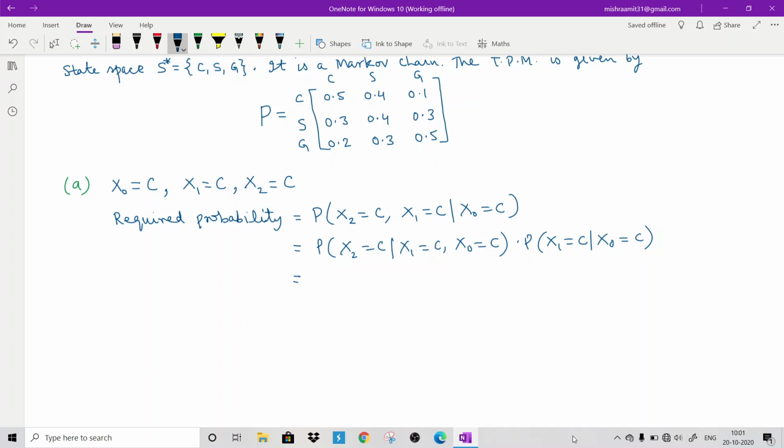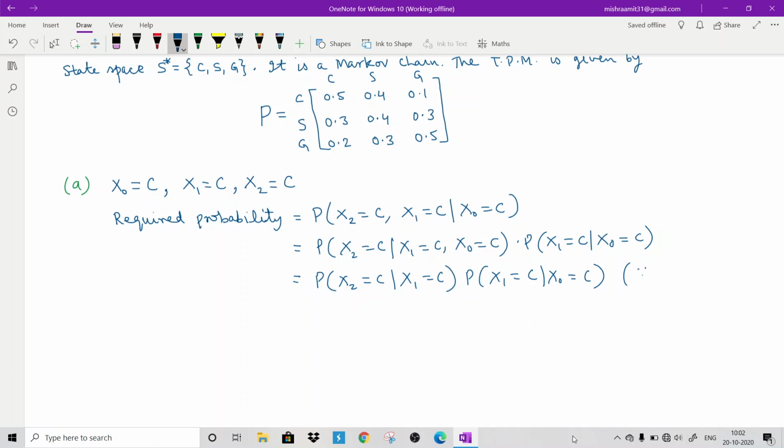If x0 is equal to c is given, you find the probability on the next day, that is this. So today you are cheerful, what is the probability that on the next day you are cheerful? Now today you are cheerful, next day you are cheerful, then what is the probability that again on the next day you are cheerful? Now since it is a Markov chain, your future only depends upon the current, not on the past. So x2 is equal to c only depends upon x1 is equal to c, not on this. So this will be x1 is equal to c, given that this.